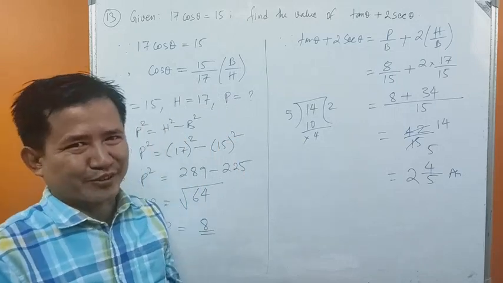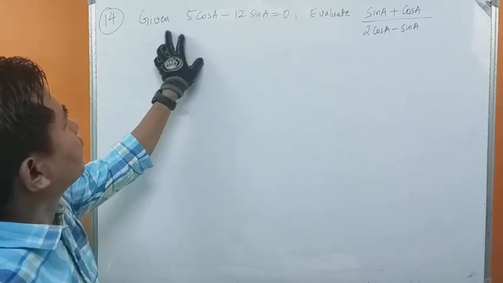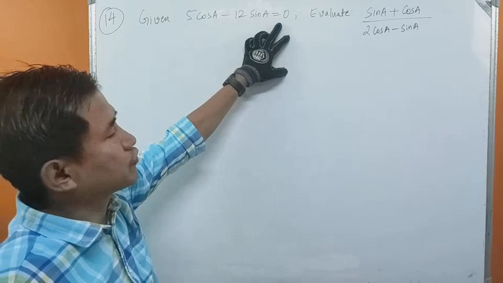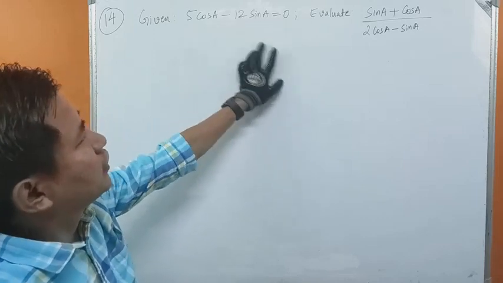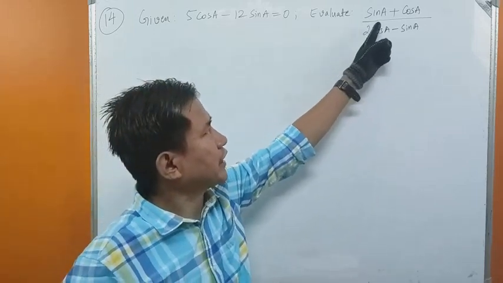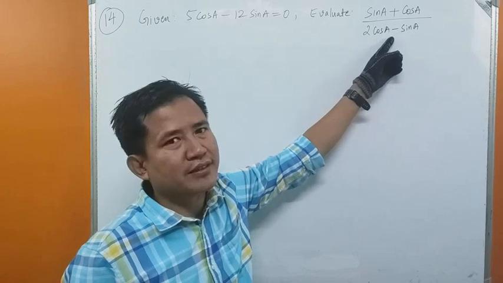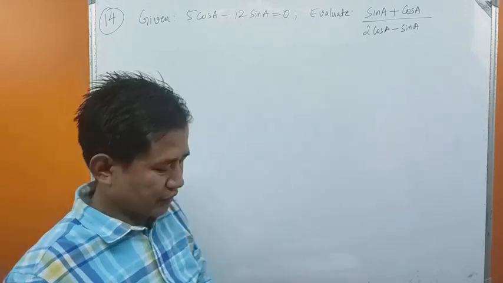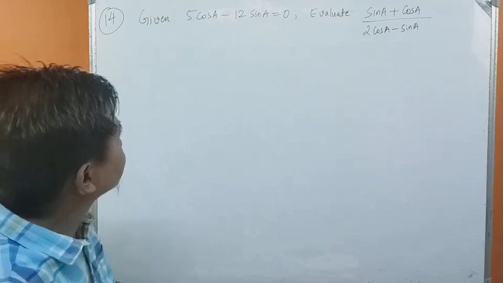Now let us do the next question. Question number 14. If 5 cos A minus 12 sin A equals 0, okay, this is the given condition. We are asked to evaluate the value of sin A plus cos A upon 2 cos A minus sin A. We are asked to find the value of this expression, okay. So let us do this question.